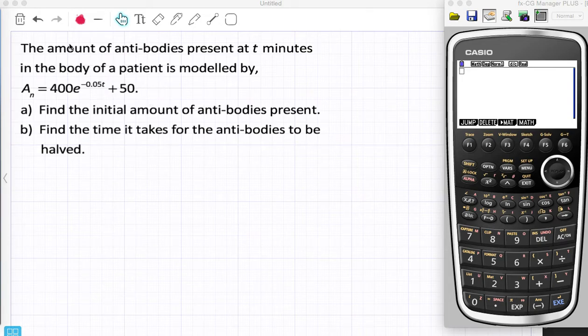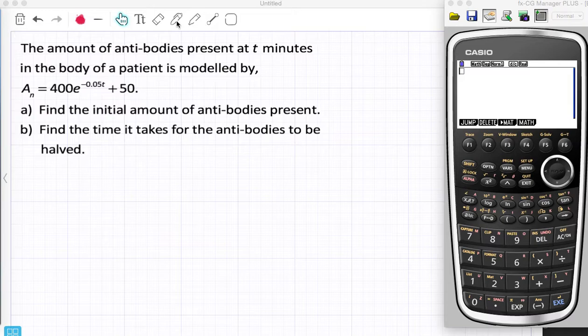Okay, I've got a question here that's again going to be using modelling with exponentials, but this time I've got an e. I just wanted to do an example with an e in here. So we've got antibodies that are present in the human body. We've got our model here. And the first question is the initial amount of antibodies present.